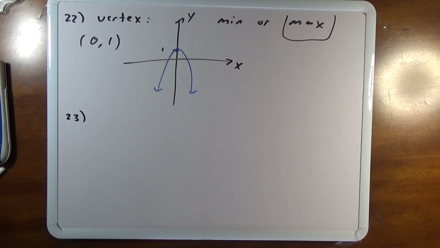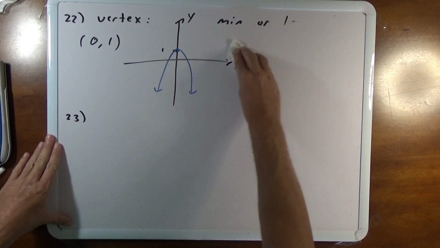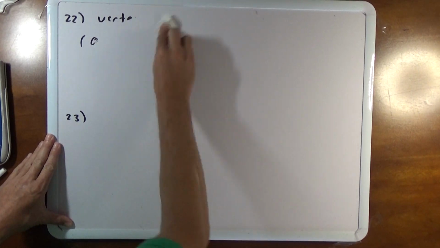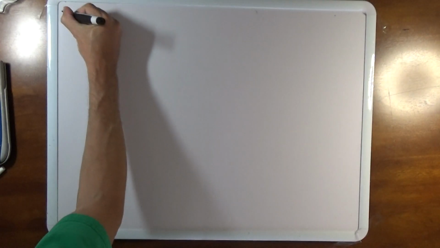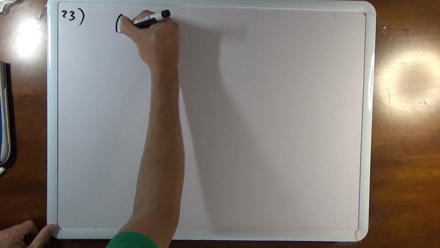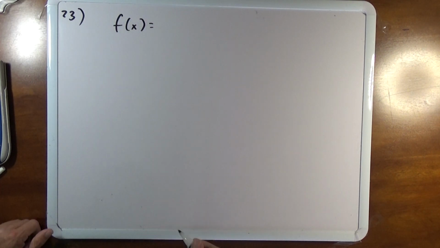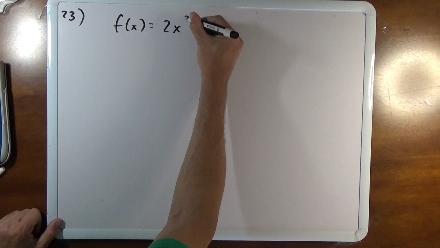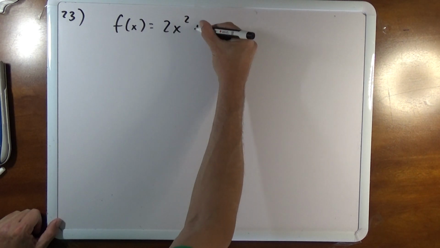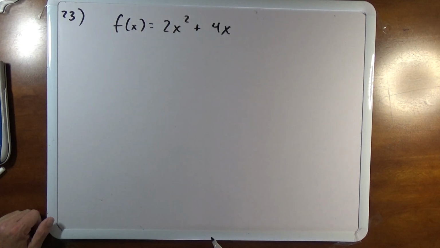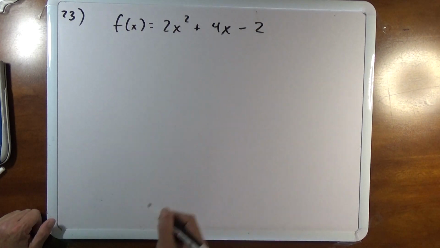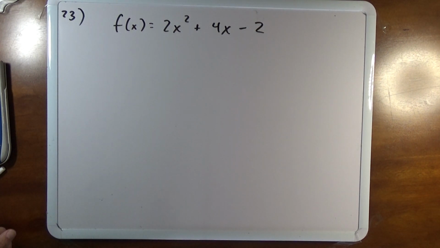23. Okay, so this one wants us to graph. All right, so let me take this down. There aren't too many on here, but it does slow it down a little bit. So f of x, a function of x, 2x squared plus 4x minus 2. Axis of symmetry and vertex.